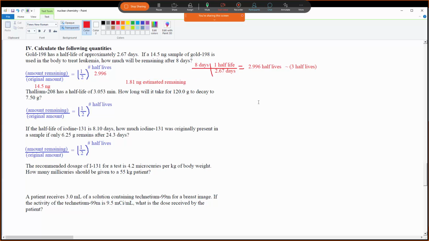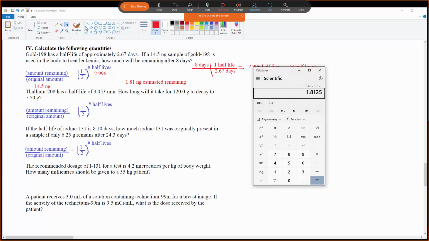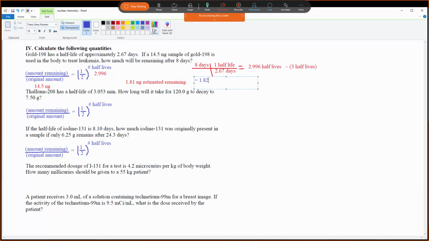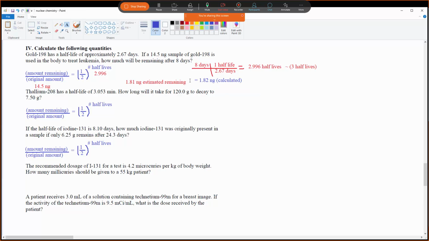Versus I can calculate it, and that's totally fine. I'm going to take 1/2 and I'm going to raise that to the 2.996. And as Erica notes, that's about 0.1. This is the fraction that remains. Multiply that by the original amount, 14.5, and it's about to say 1.82 nanograms calculated. Right, so pretty close on both of those. This was calculating how much remaining.